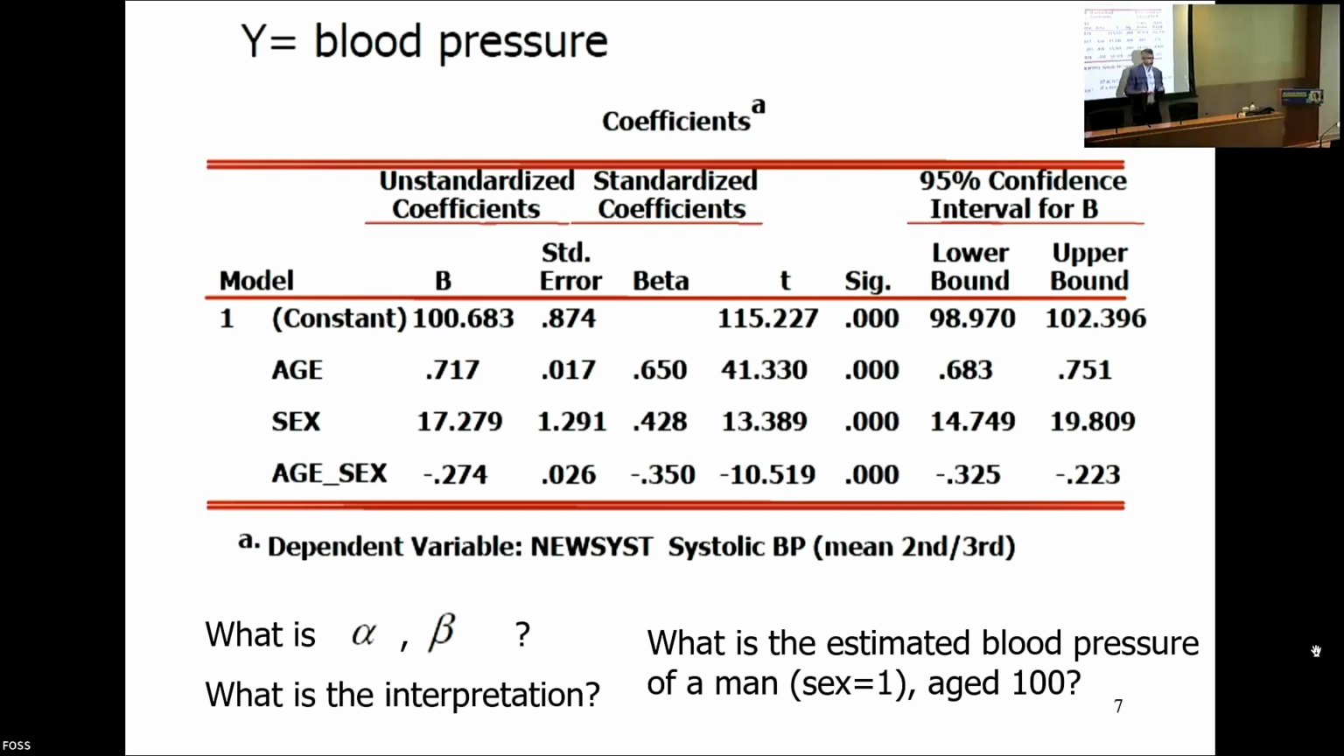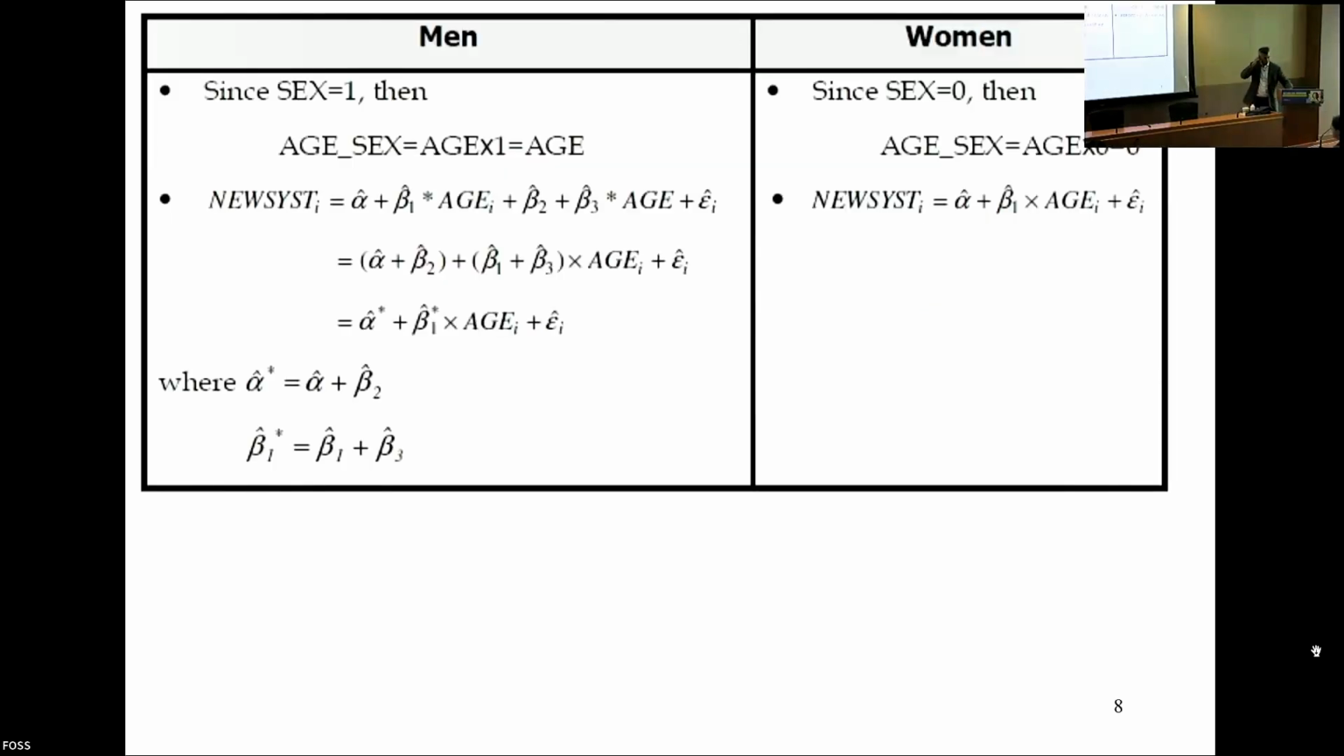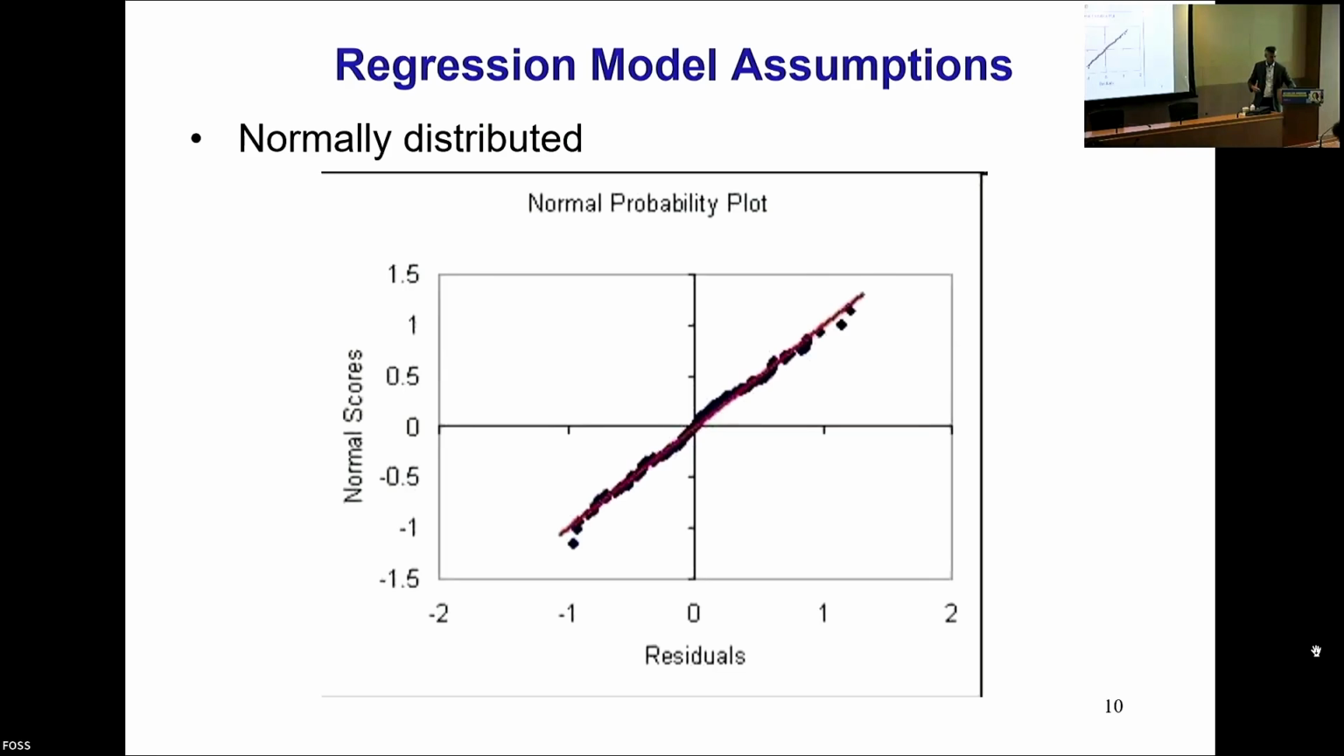And if you get older, your blood pressure increases. So for every 1 year increase in age, your blood pressure increases by 0.72. But the sex difference, the difference between men and women, reduces as age increases. So that's the interpretation of this interaction term over here. This goes through the various calculations, but I'm sure you can work it all out.